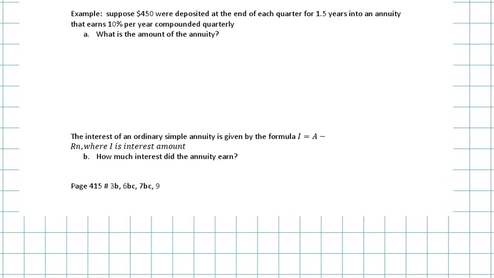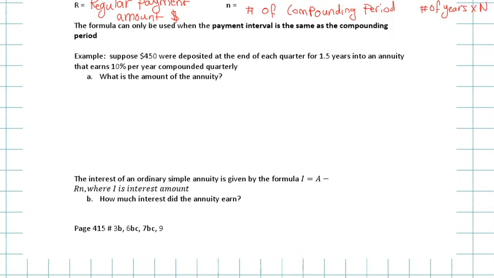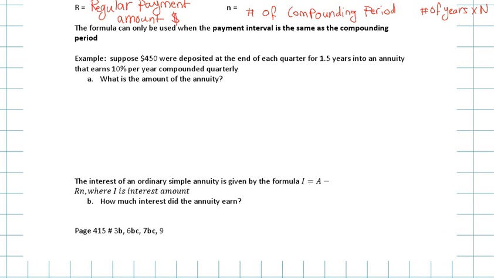So suppose $450 were deposited at the end of each quarter for 1.5 years into an annuity that earns 10% per year compounded quarterly. So what am I doing here? What's the scenario? Explain to me. Go ahead.